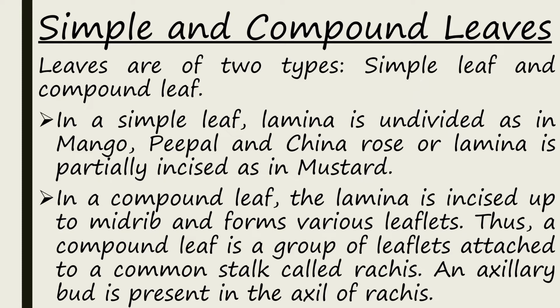In a compound leaf, the lamina is incised up to midrib and forms various leaflets. Thus, a compound leaf is a group of leaflets attached to a common stalk called rachis. An axillary bud is present in the axil of rachis.